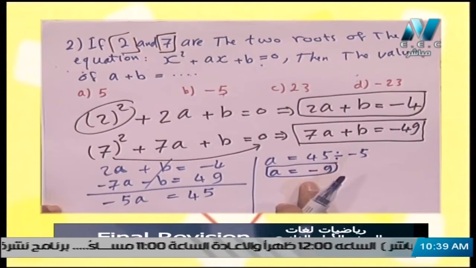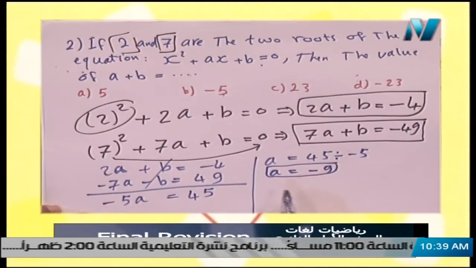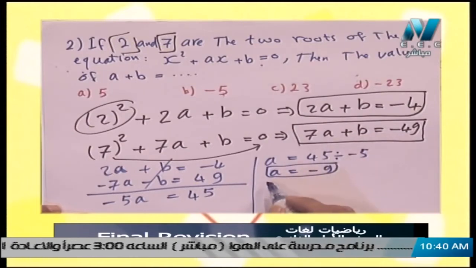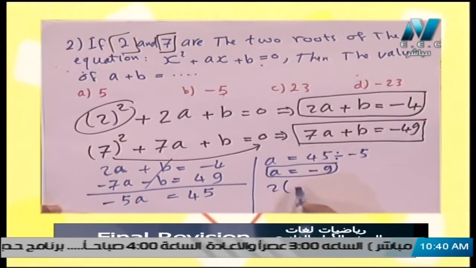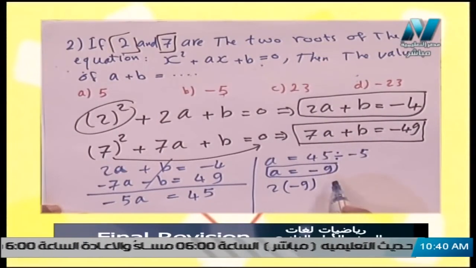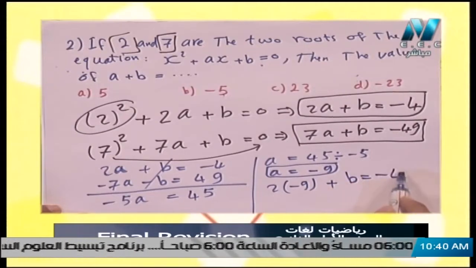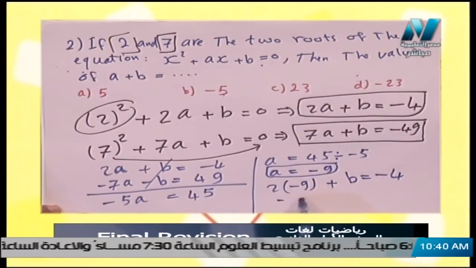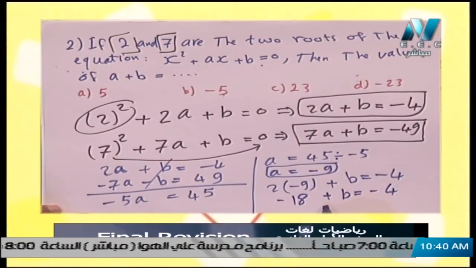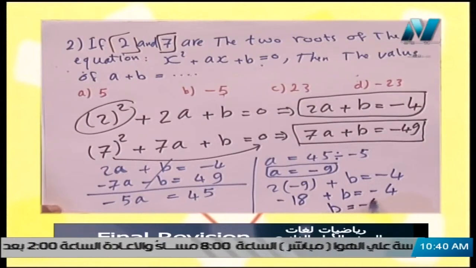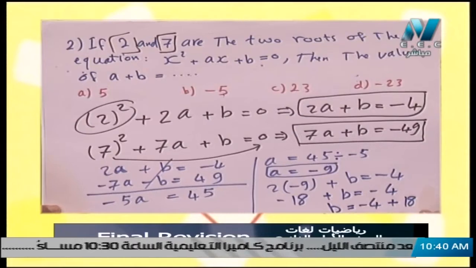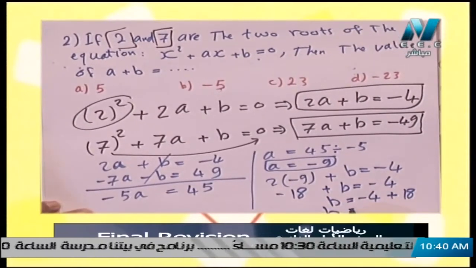We have one of the variables here. By substituting a equals negative 9 in the first or second equation, we have 2 multiplied by negative 9. Instead of a here, we put negative 9, plus b equals negative 4. 2 multiplied by negative 9 equals negative 18, plus b equals negative 4. So b will be negative 4 plus 18. So b equals 14.